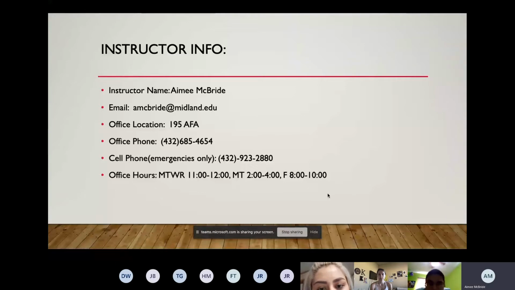My office location is in the Allison Fine Arts Building, which is great for you early college, high school students, since it's right on the opposite side of your wing. My office number is 195. That's where it gets a little tricky, because if you go to room 195, it says it's a photography studio. My office is inside of that photography studio, so you're going to have to come inside the classroom. I promise I will be here, though.